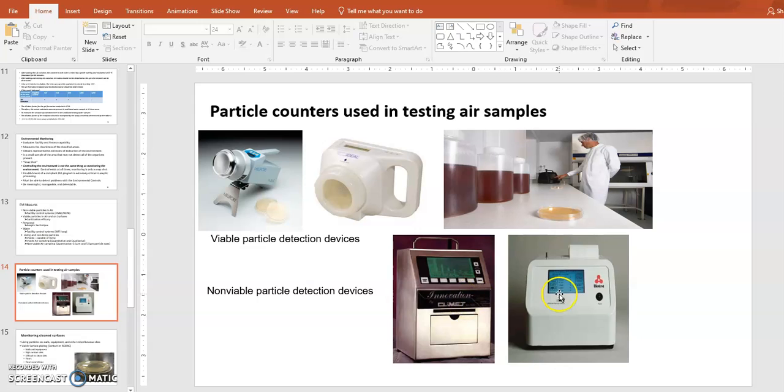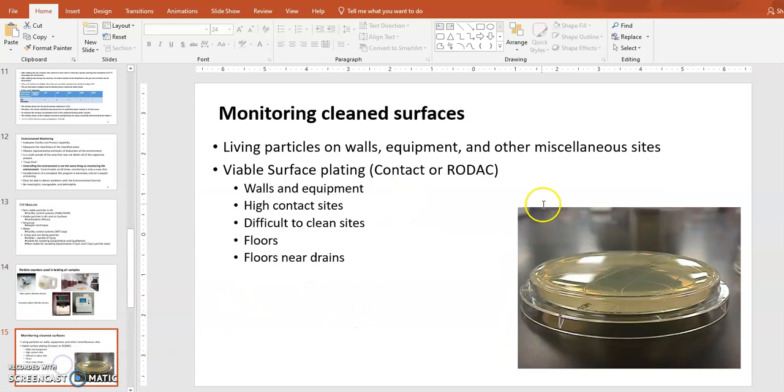And these things are called particle counters. They can measure particles in your air, regardless of living or non-living. So a set volume of air will be drawn in through these holes, and there will be a laser beam shining through the air, and it's going to quantify the things floating in the air sample. It's a particle counter. So you can use these devices.